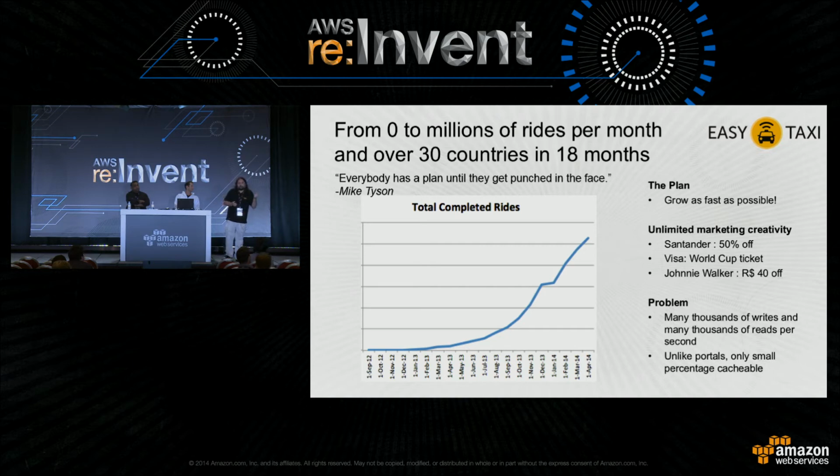So the problem we faced, we had thousands of rides and many thousands of reads per second in our database. And unlike most of the portals, it's not cacheable because it's the taxi position. The taxi hits us every 10 seconds saying, I'm here, I'm here, I'm here. I cannot cache this.